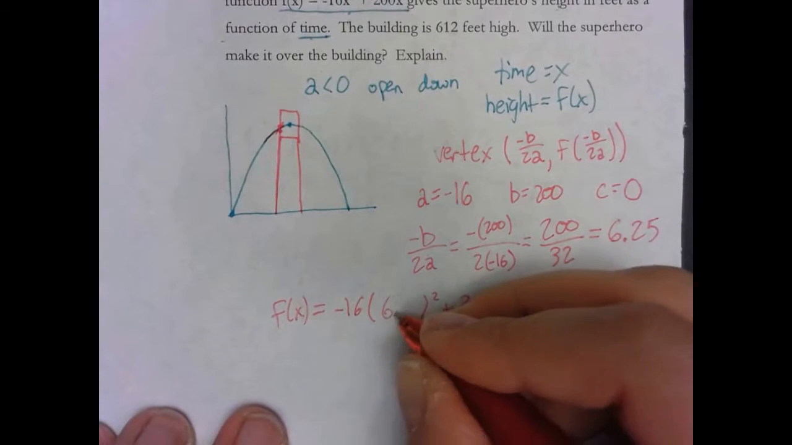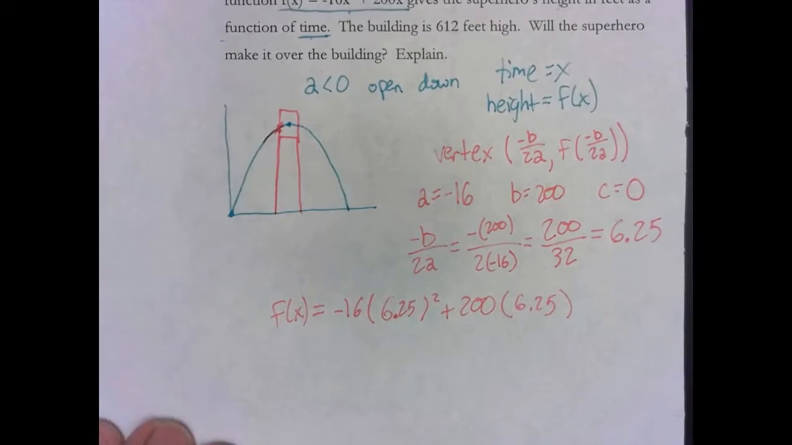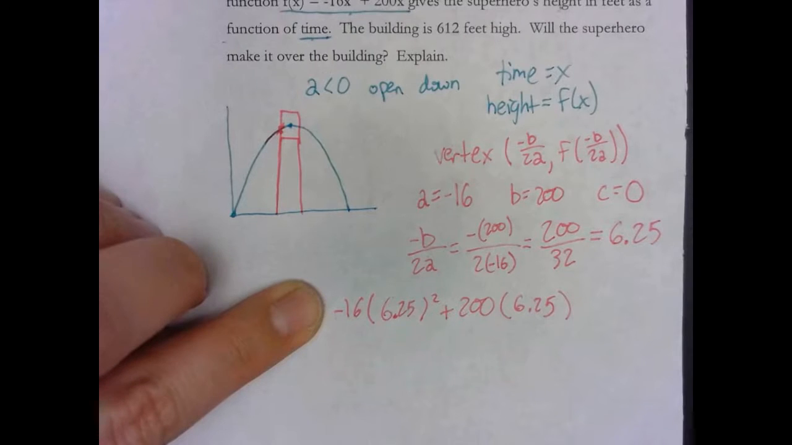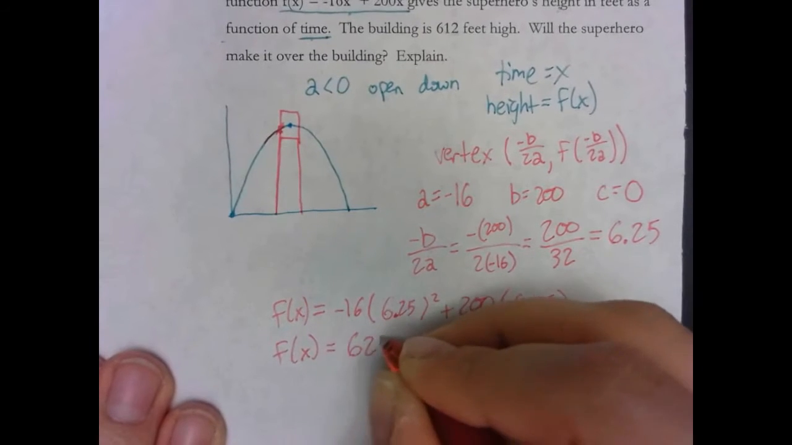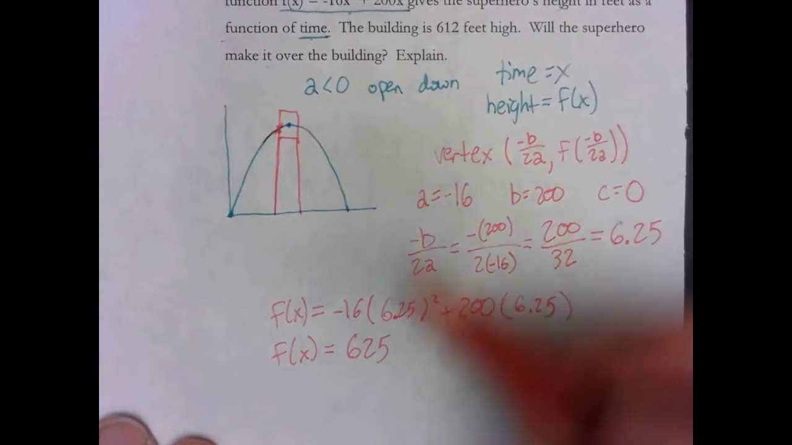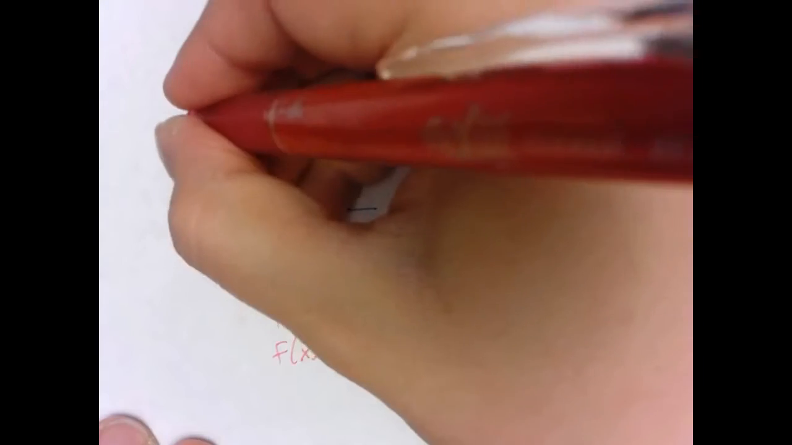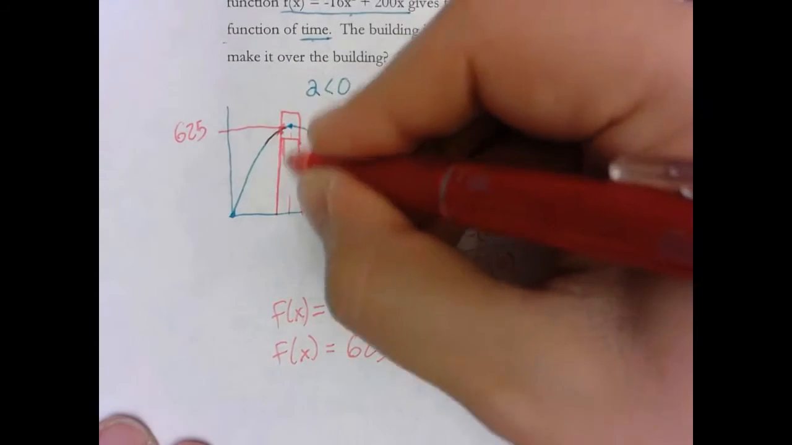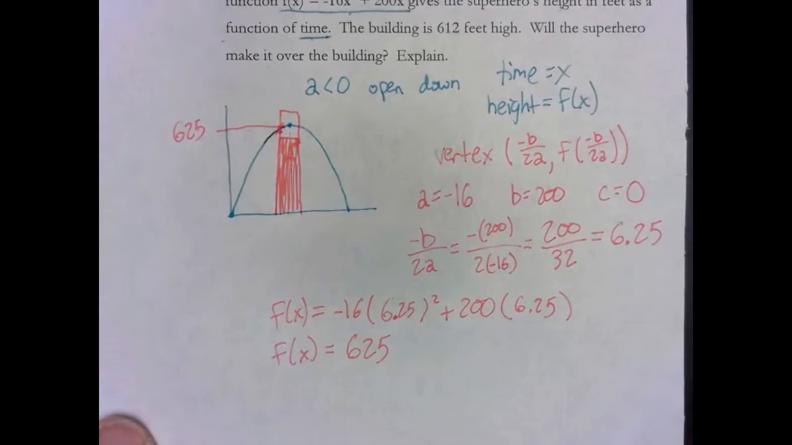Let's find out. So we said 6.25. If I were you, I would just plug this into your calculator exactly like that, parentheses and all, and you'd find that f of x equals 625. Well, that means his maximum height right here is 625. So that means 612 would be under it. The building would be like this. Yay, he would be able to jump over.